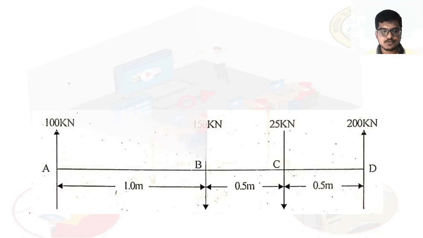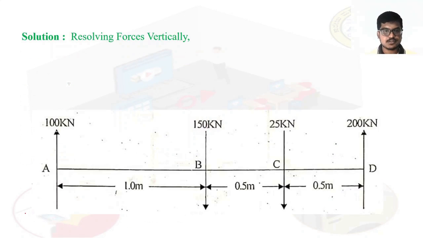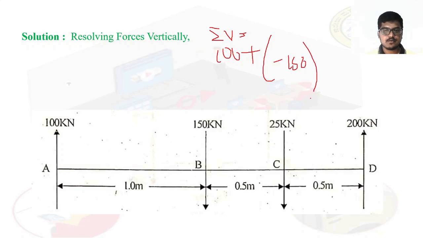So yes, we will go to the solution. This is the figure. First step is to resolve the forces vertically, that is, sigma V is equal to how much? 100 kilonewton, plus 150, but it is acting downwards, so take negative 150.